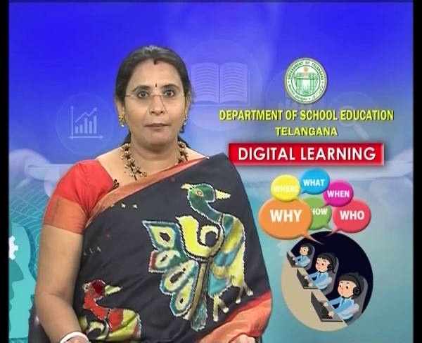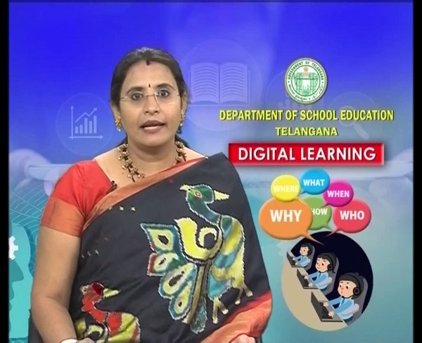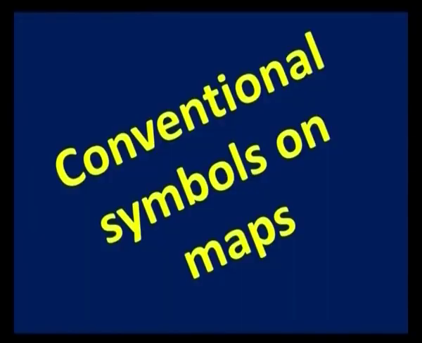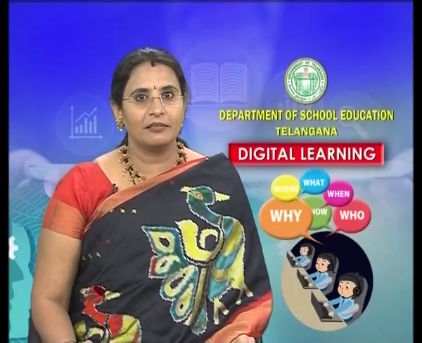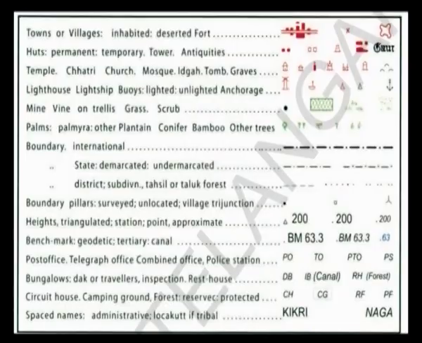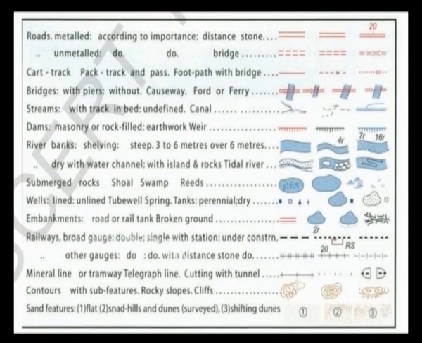While doing the maps, you will find that there are some common symbols used in the maps, and these symbols are called conventional symbols. These symbols are mainly given by Survey of India. A few of them were created by the map makers also, but there are some symbols which are mainly accepted and given by Survey of India. Those symbols are called conventional symbols and are mainly used while preparing topo sheets.